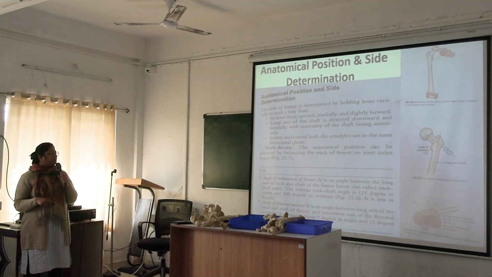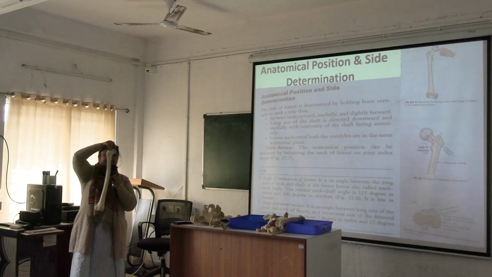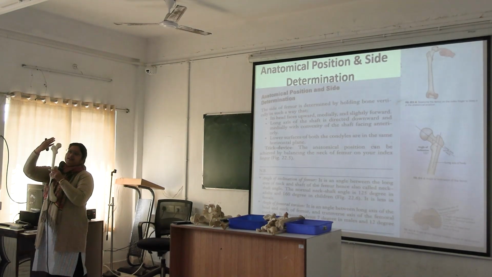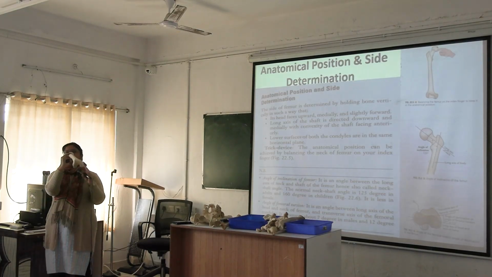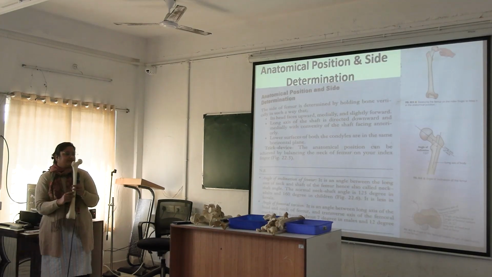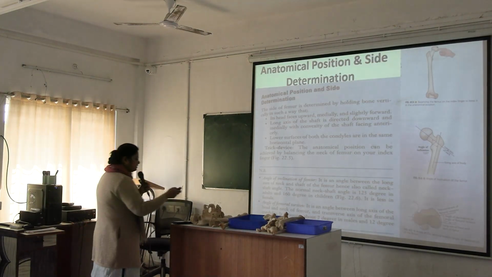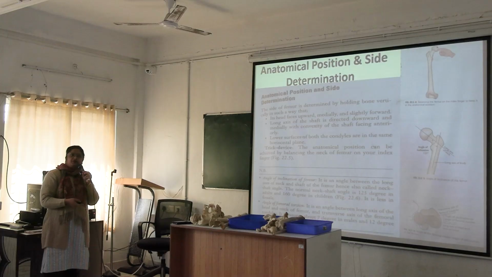Next is the angle of femoral torsion. It is the angle between the long axis of the head and neck of the femur and the transverse axis of the femoral condyles. How will you see it? You make an axis in between the head and neck, another axis is placed here, the transverse axis, and these two axes form an angle. This is head and neck, and this is condyles. The two axes form an angle of 7 to 12 degrees.